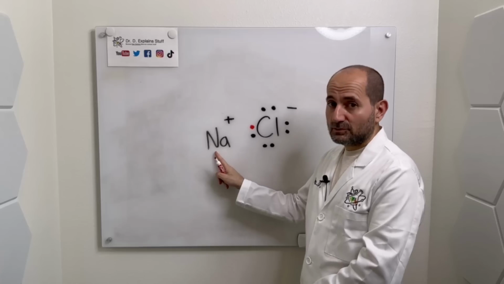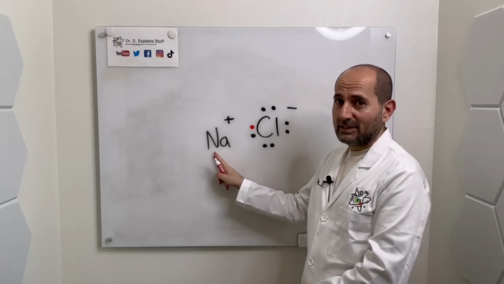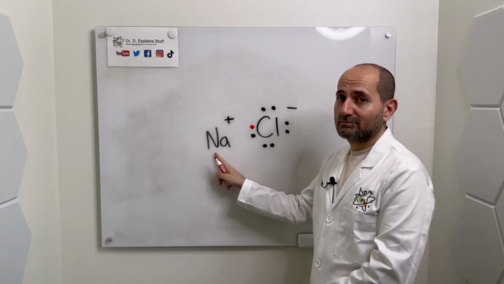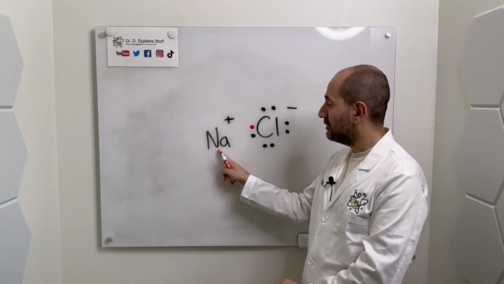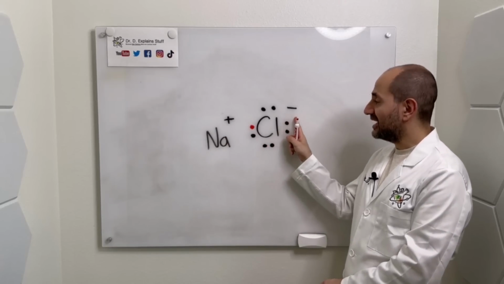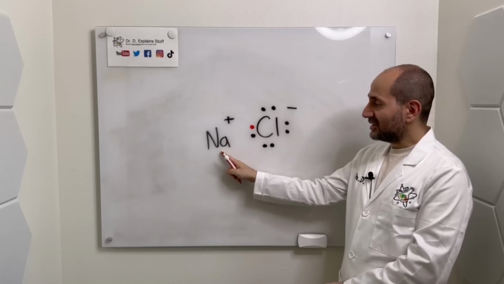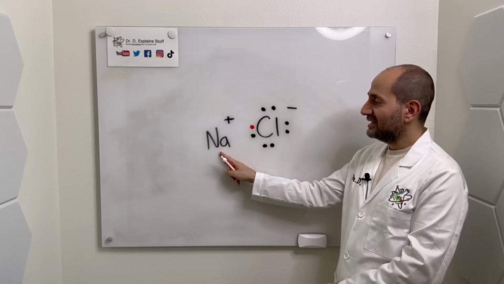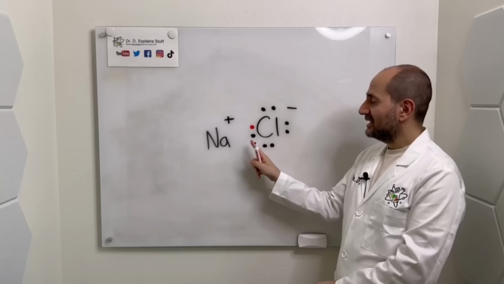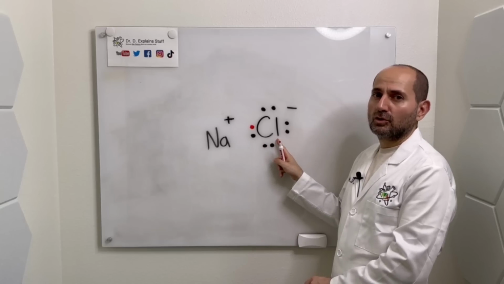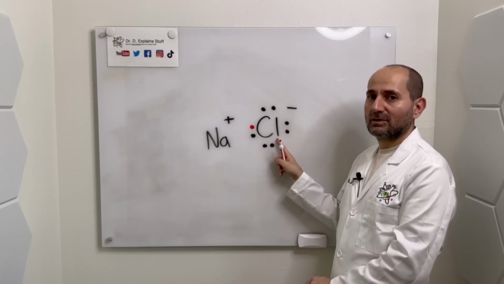So now let me ask you this, just to test your understanding. Is sodium still called an atom? No, because remember, by definition, atoms have an equal number of protons and electrons. So sodium is now called an ion, and chlorine is now called an ion as well. So this is not called sodium atom anymore because it does not have an equal number of electrons and protons. It is called sodium ion, and this is called chloride, which is an ion as well, or chlorine ion, which is known as chloride.